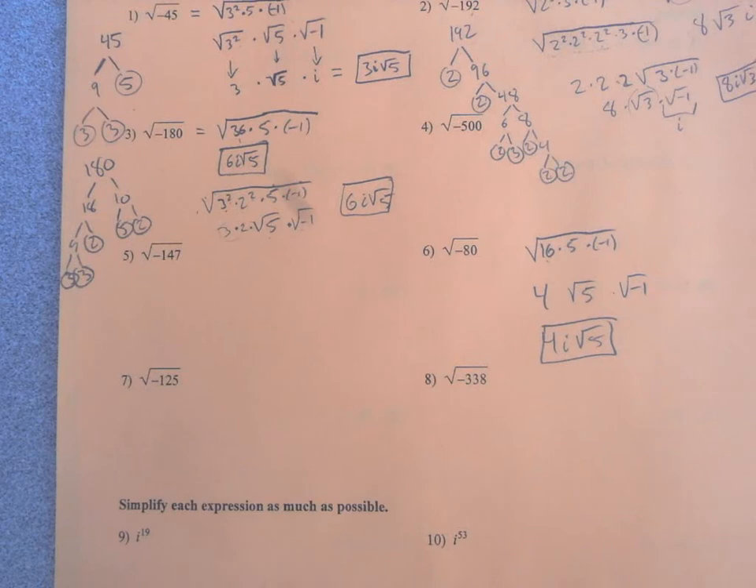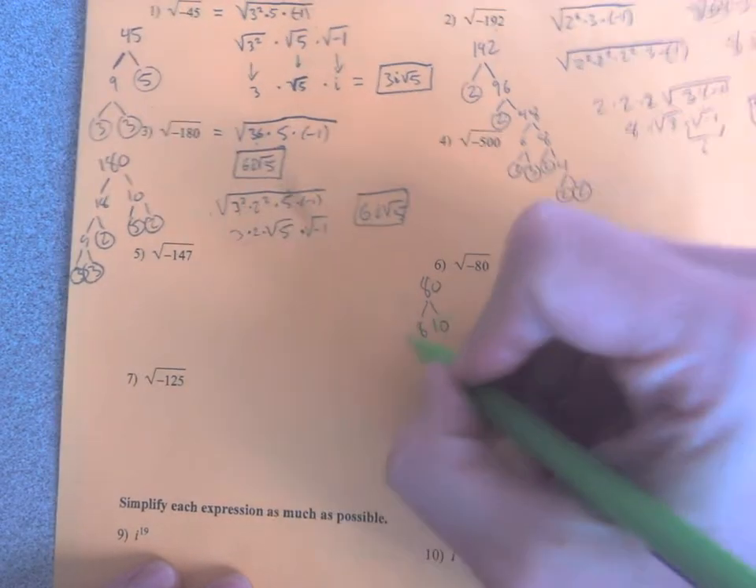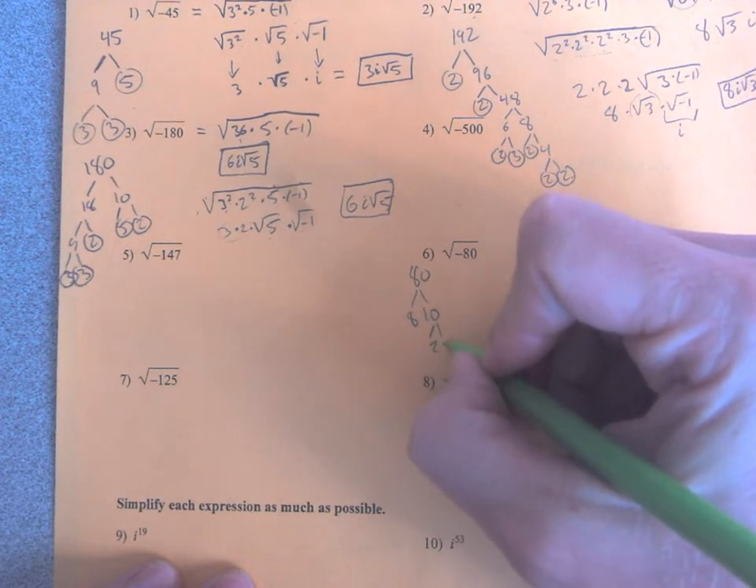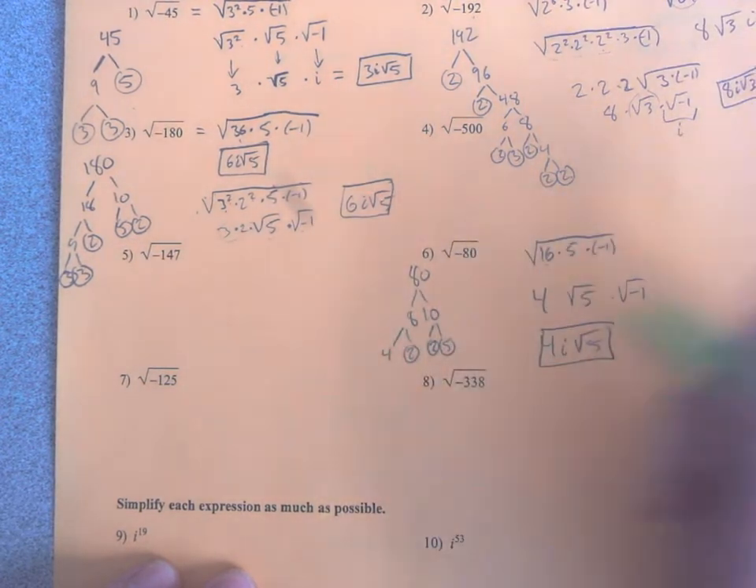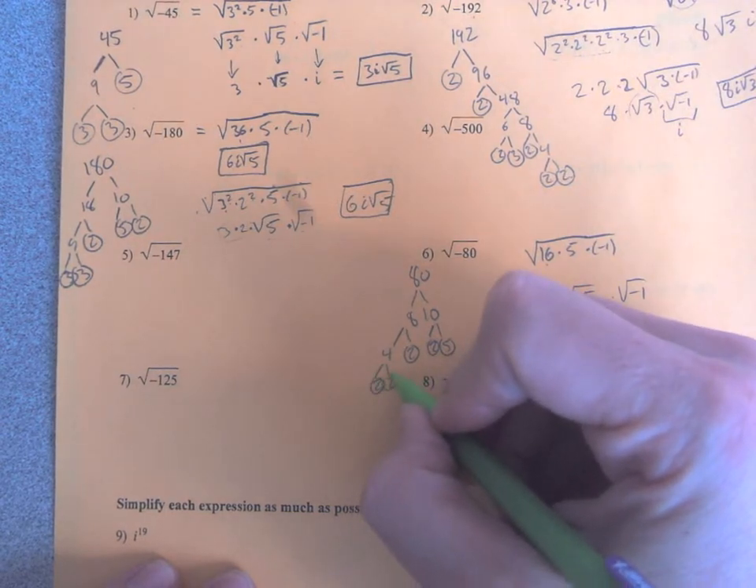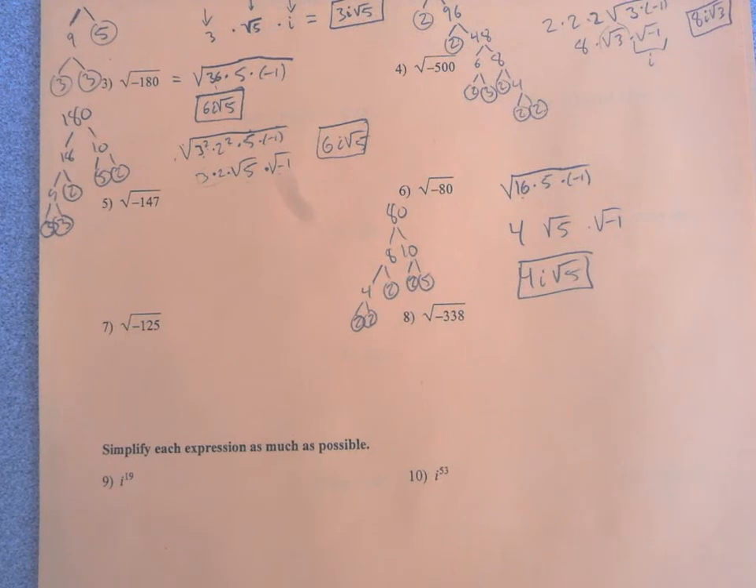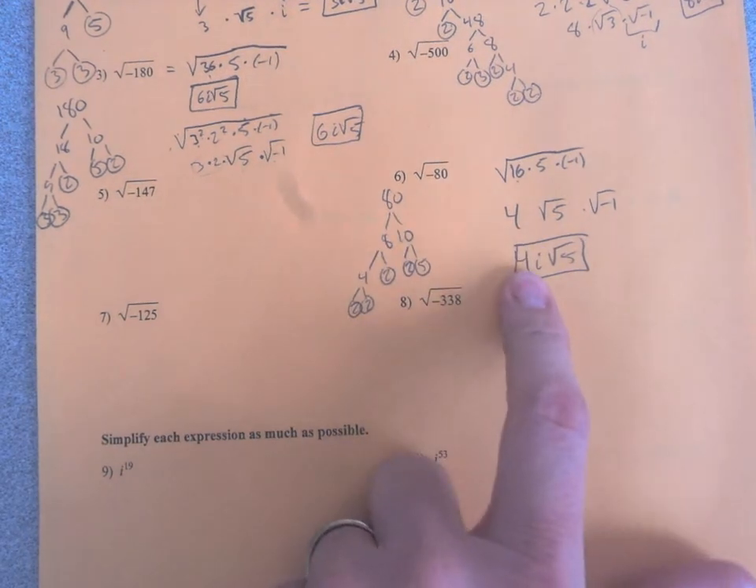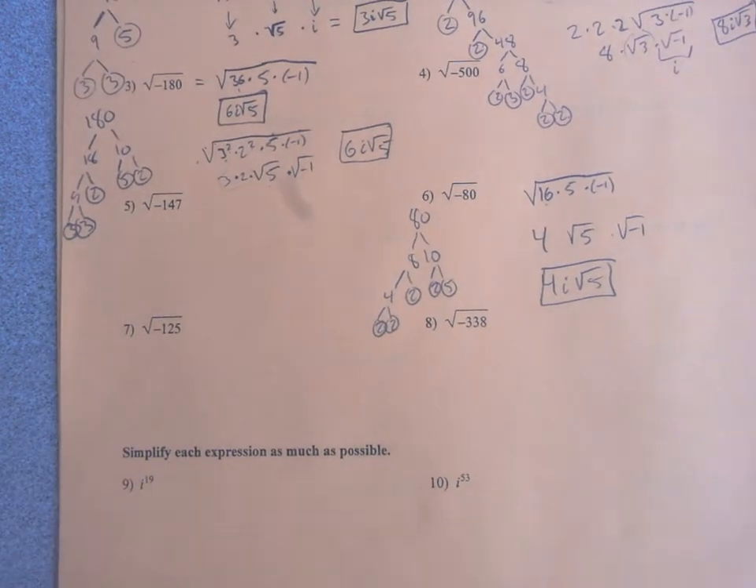Or you could prime factor it, right? Break it down. 8 and 10. 2 and 5. 2 and 4. 4 is 2 and 2, right? And so we got 2 squared and 2 squared and 5, and you could do it that way. You're going to get a 2 times 2 on the outside, which is going to give you your 4, and you're good. Okay. Negative 338.